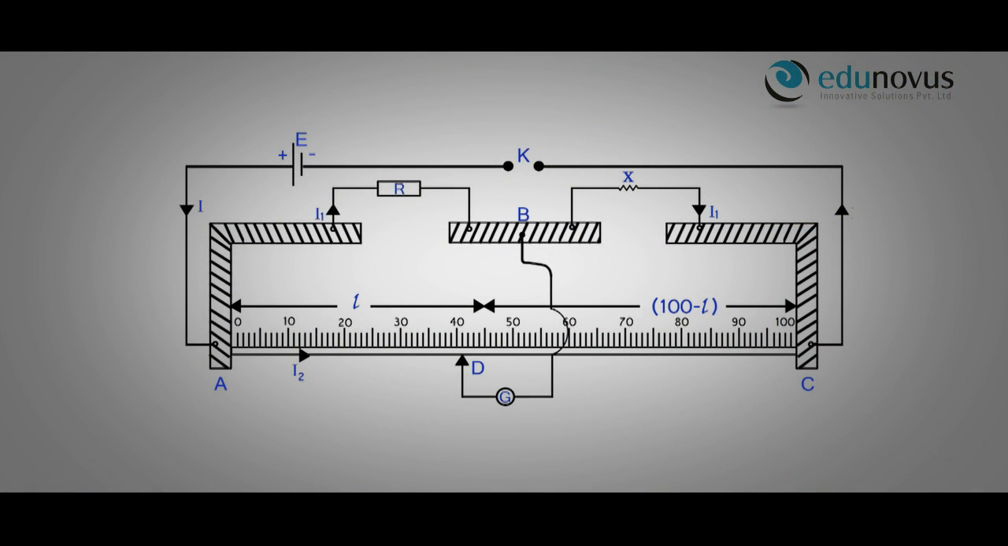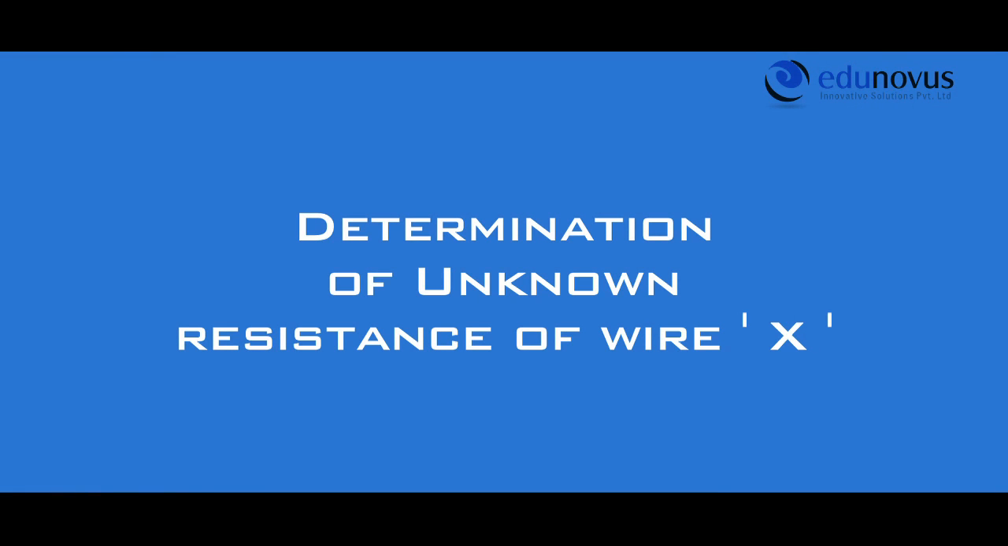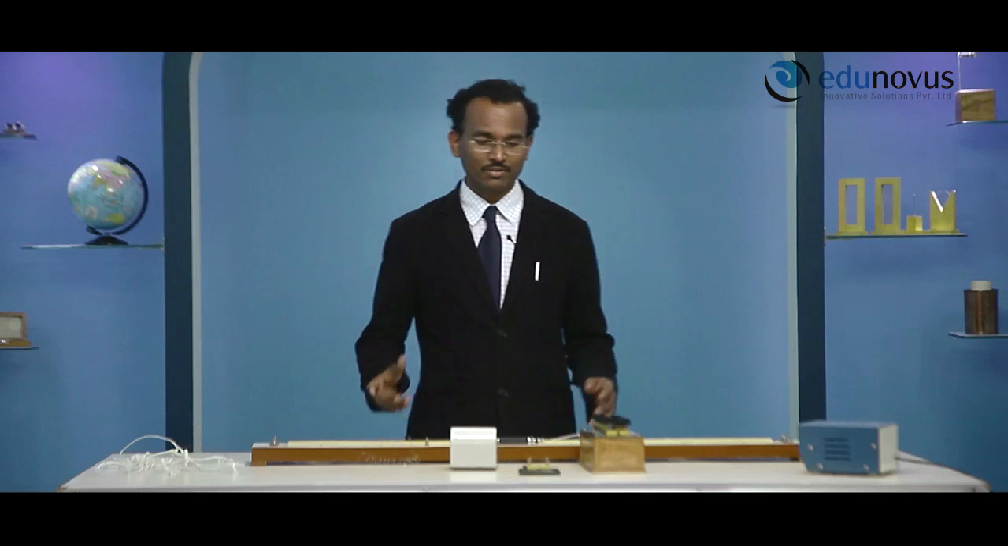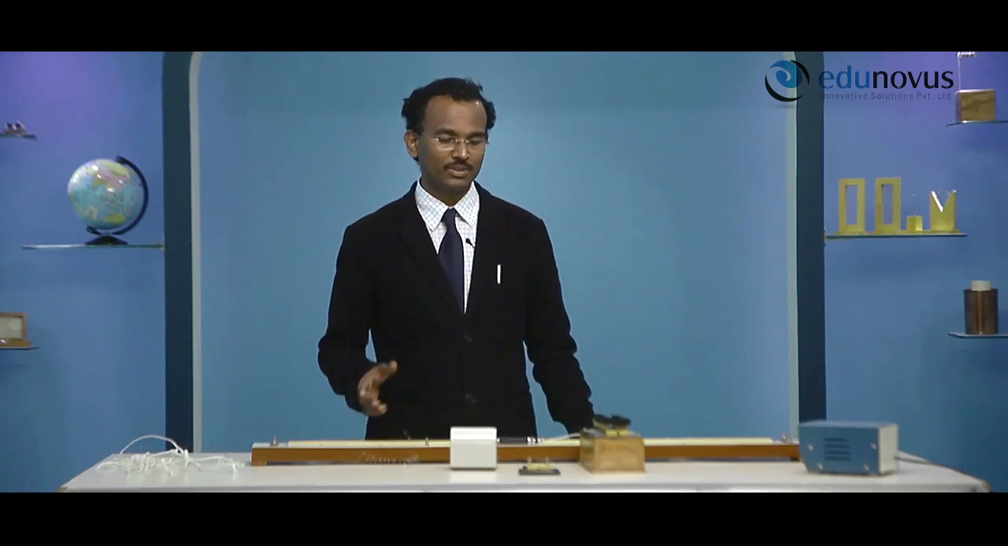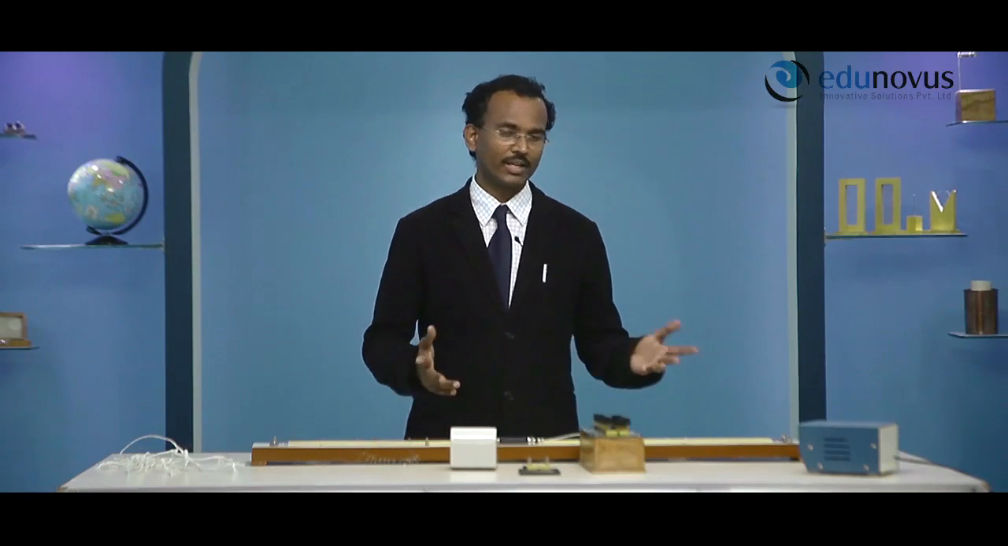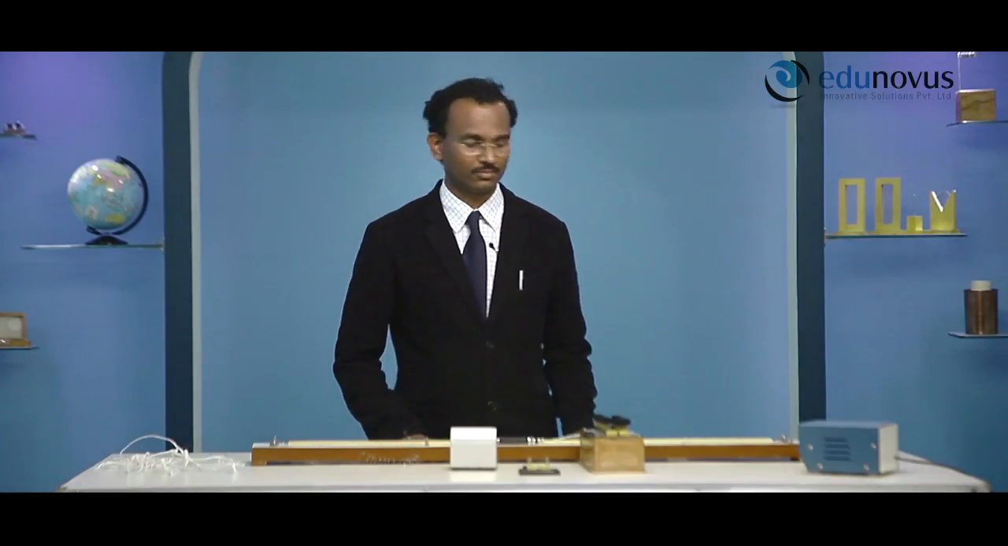Now that you have understood what is resistance, specific resistance, Wheatstone network and how a meter bridge can be used to measure an unknown resistance, let's proceed with the experiment. Here we have all the apparatus we need to perform this experiment. So let's make the connections as per the circuit diagram.